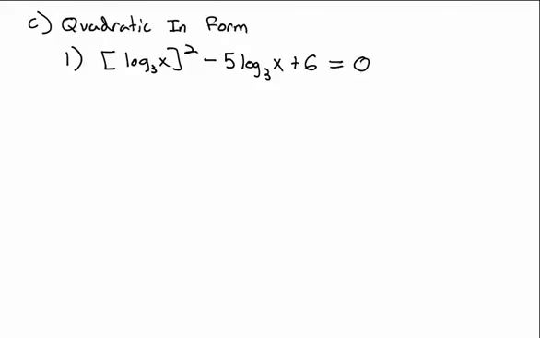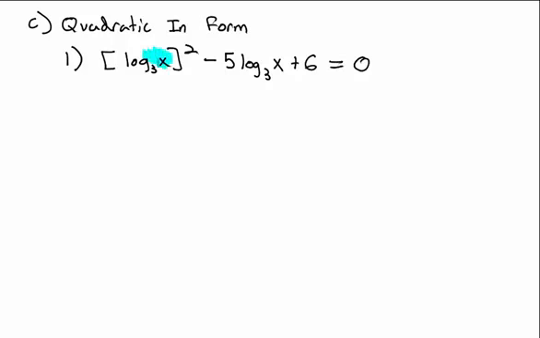Notice first that the square is not inside the log, so we can't pull it out front. There's a difference between the log base 3 of x squared, where the exponent can move out front, and the log base 3 of x, and the entire thing is squared. We're squaring the log, not the x. So the exponent cannot move out front here.